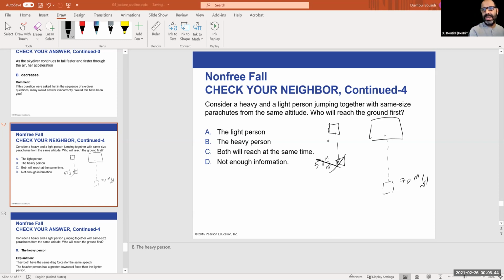Take a very, very light object that has reached terminal speed of 1 meter per second, whereas this one has reached 100 meters per second. Now, definitely the 100 meter one is a lot heavier than the first one. So in this case, definitely the 100 meters per second is going to hit the ground. It's going to hit the ground hard.